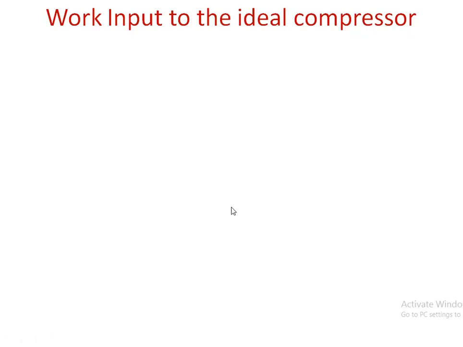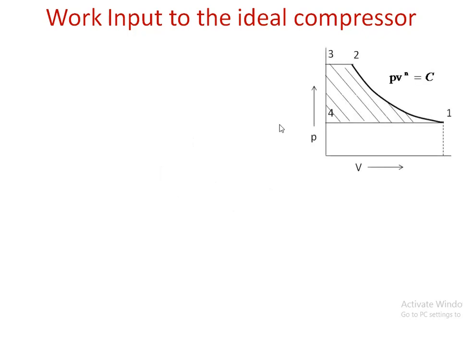Now look at another important parameter, that is the work input to the ideal compressor. How to find the work input to the ideal compressor? As we have seen, it can be found from the PV diagram. The PV diagram for the ideal compressor is shown here. To find the area enclosed by the cycle 1, 2, 3, 4, we have to find this area. This area can be found by integrating the curve. You can integrate PdV for the process 3 to 2, 2 to 1, and then subtract the integration for 4 to 1. Then you will get the area.